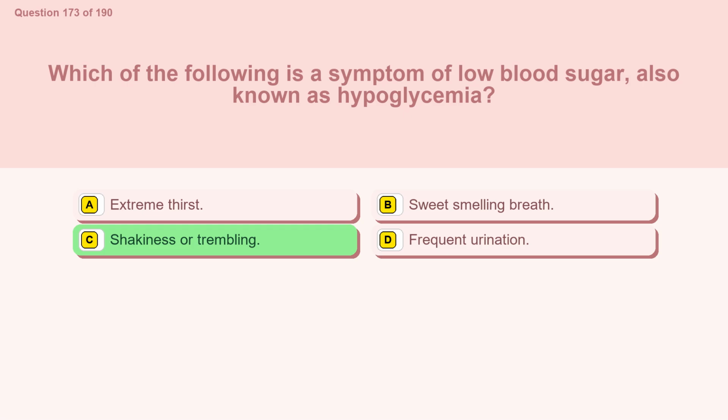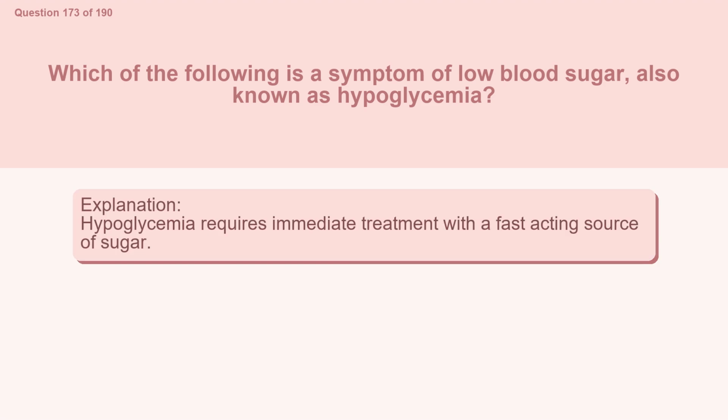The correct answer is option C. Shakiness or trembling. Hypoglycemia requires immediate treatment with a fast-acting source of sugar.